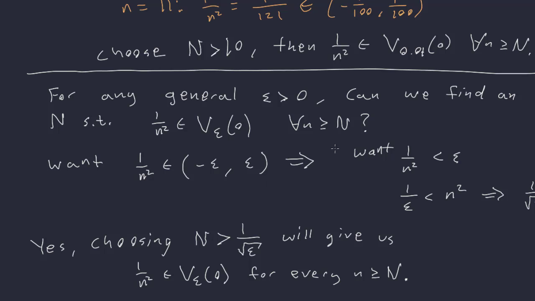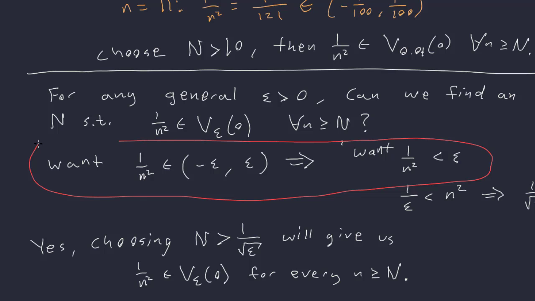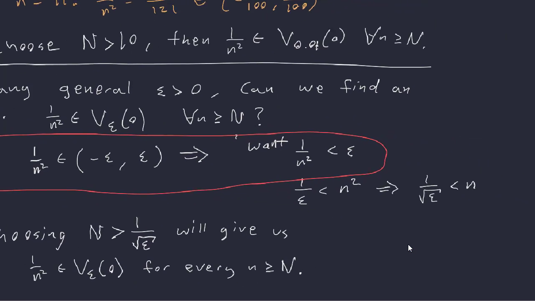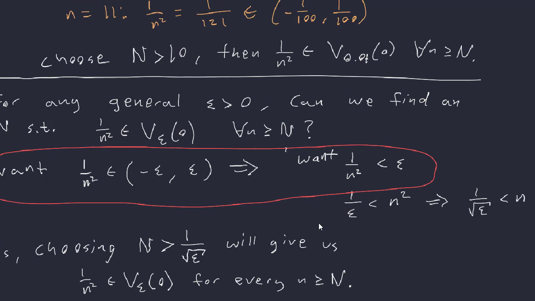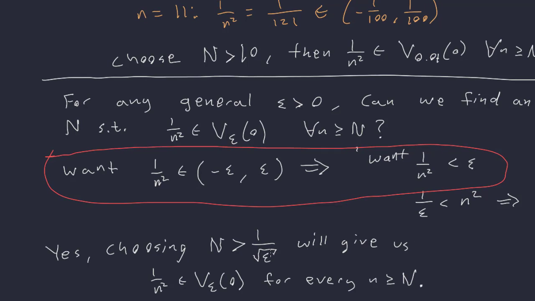So notice what I did here. I just found what it was I wanted and played with it until I essentially solved for n until I got this. So as long as all my n's, and it's kind of off the screen here, are greater than this 1 over square root of epsilon, we're in business. All right, we're good to go. So let's actually turn this into a proof.